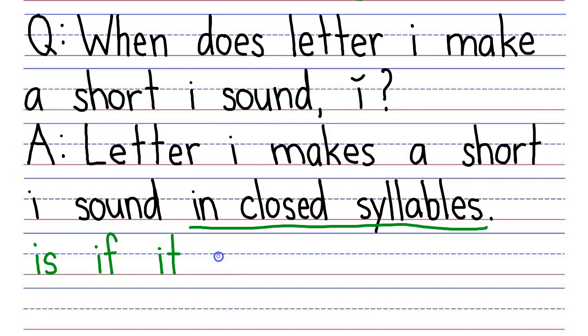Next word, in. We have an I that says I, and an N that says n. The N is a consonant, so the I makes its short I sound I. And inch. Here we have an I that says I, an N that says n, and a CH that says ch. The CH is a consonant digraph that makes a consonant sound, and so the I makes its short I sound I.